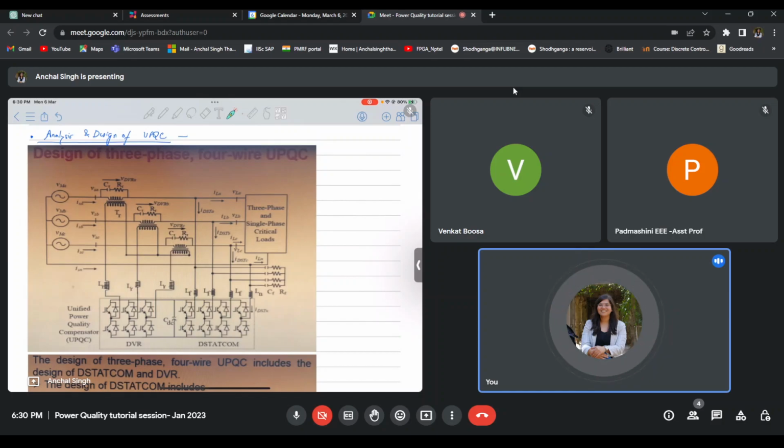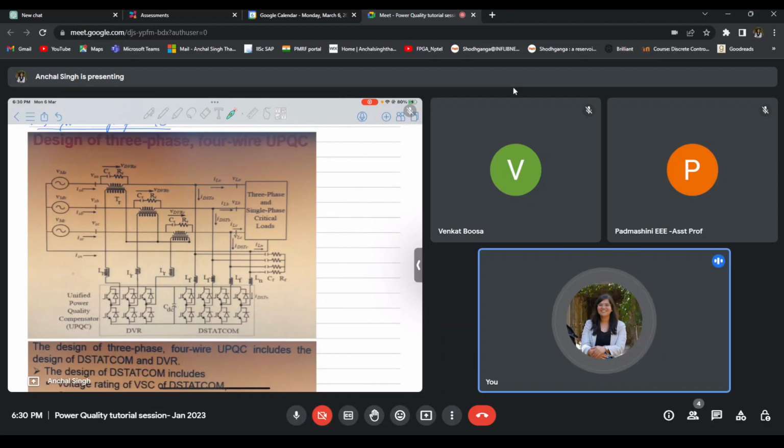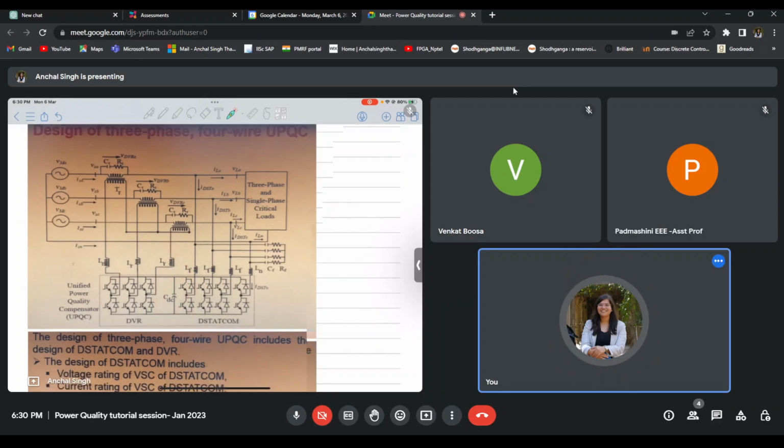So we will be using all the concepts that we have discussed so far. Now, for the design of a three-phase four-wire UPQC, let us look at what are the things that we need to design and how do we design it. This is an example of a three-phase four-wire UPQC where the DVR will have three legs and the DSTATCOM will have four legs, with a capacitor that is being shared between both the DVR and DSTATCOM.